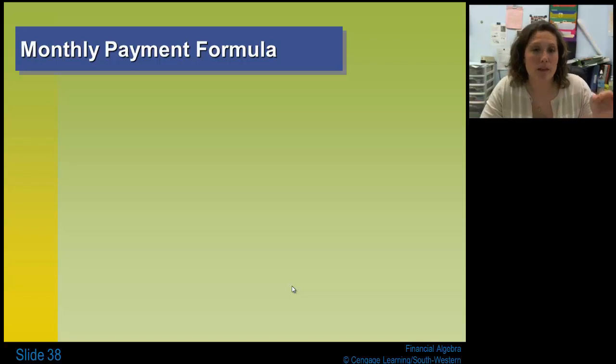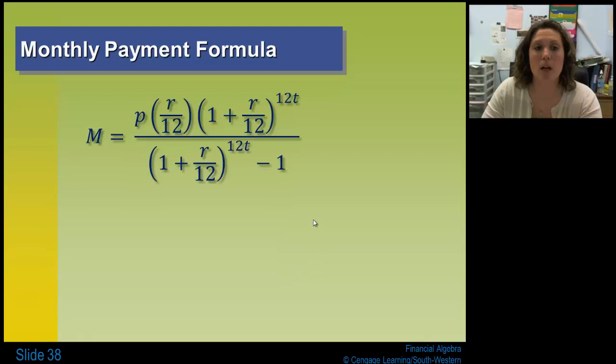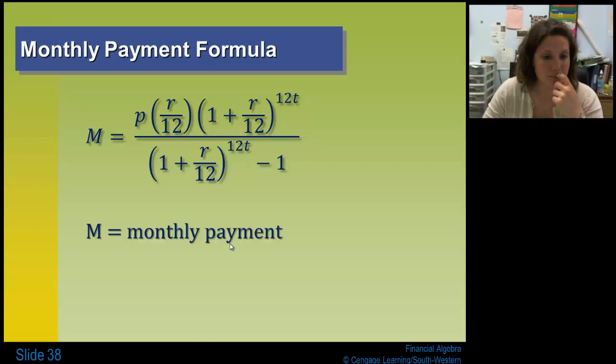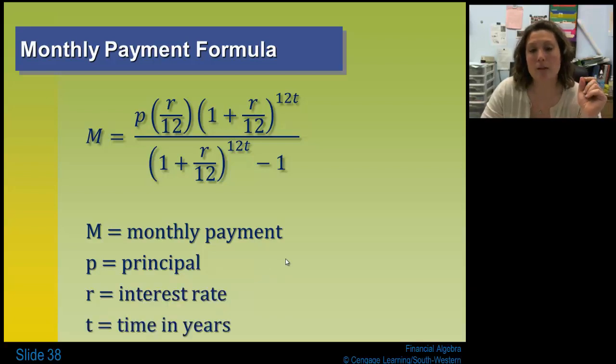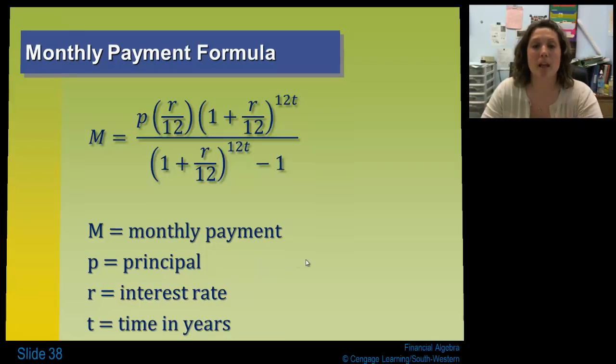Monthly payment formula. This is coming back to you. We did this originally in Chapter 4. It's coming back this chapter. So M equals P times R over 12 times (1 plus R over 12) raised to the 12 times T, all over (1 plus R divided by 12) raised to the 12 times T, and then all that quantity minus 1. Where M is your monthly payment, P is your principal, R is your interest rate, and T is time in years. This formula will come back in your test as well as throughout the rest of this chapter.